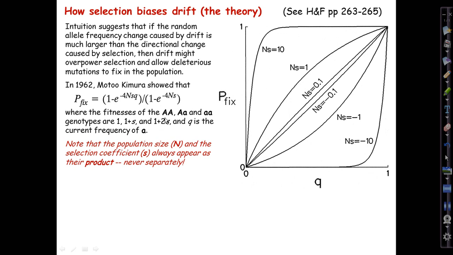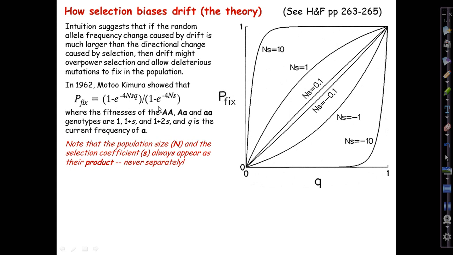where the fitnesses of the three genotypes, big A, big A little a, and little a little a, whose frequency is Q, are 1 for the big A, 1 plus S for the heterozygote, and 1 plus 2S for the homozygote. Thus, in this notation of Kimura's, the little a allele is favored when S is positive, and conversely, the big A allele is favored when S is negative.